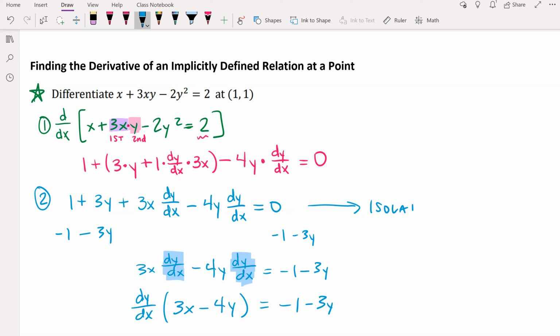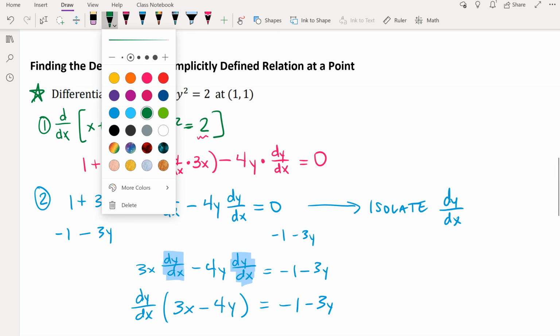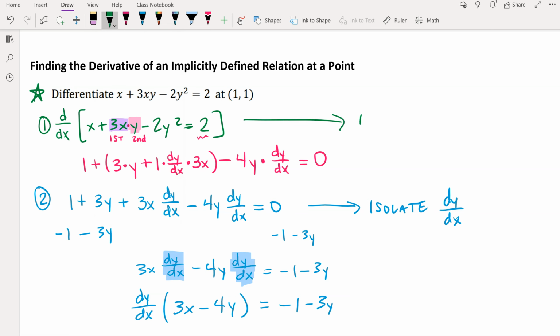And then just so you know, I should have written this down. Step 2 is isolate dy/dx. Step 1, I'm going to go back really quick. Step 1 was take the derivative of both sides with respect to x. You can write WRT for with respect to x. Okay, cool. So let's continue isolating dy/dx.